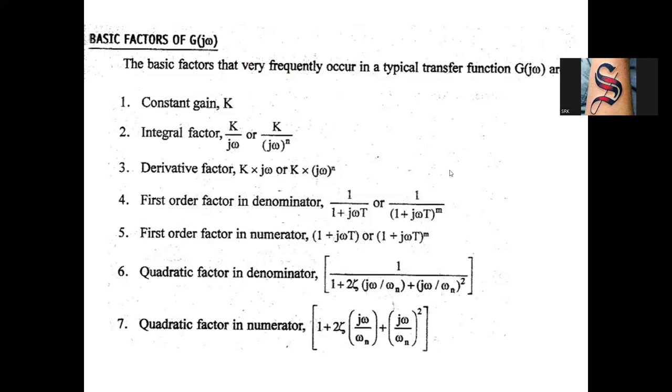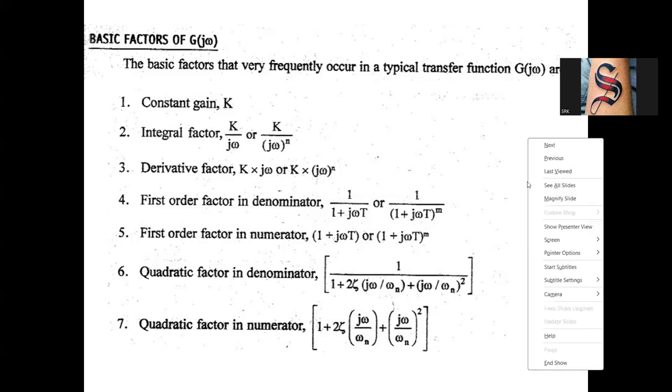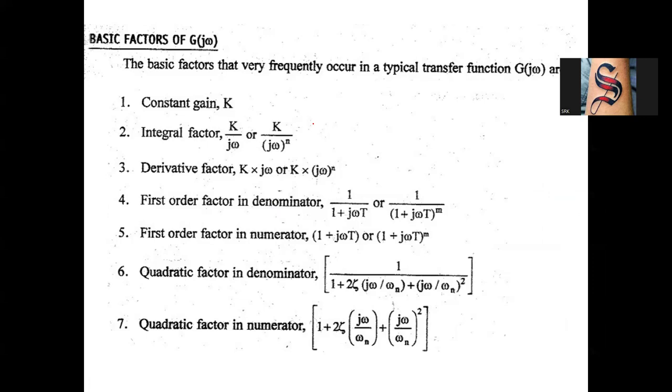Constant gain, integral factor and the derivative factor, right? Hope you remember what is the magnitude slope for the integral factor. The magnitude slope for the integral factor is always minus 20 decibels per decade, and the magnitude response for the derivative factor is always plus 20 decibels per decade. It is minus 20, it is plus 20, right? So please keep that in mind.